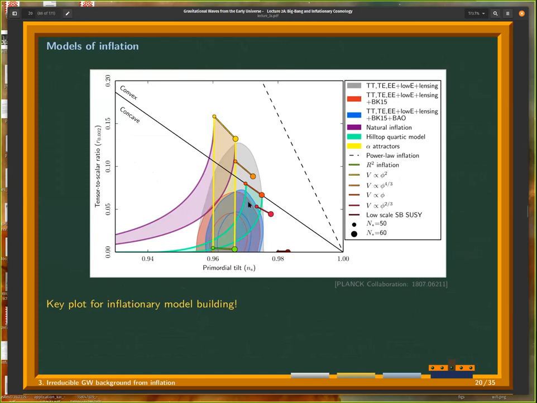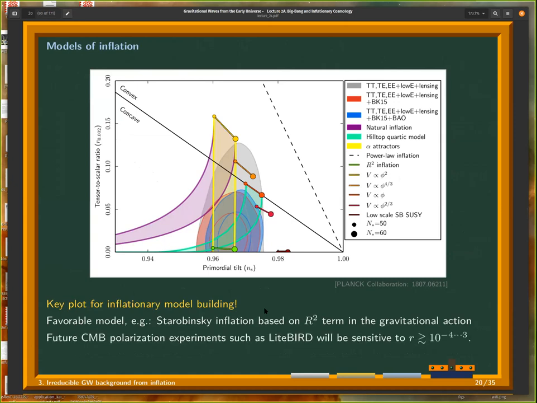If you construct models of inflation and you want to compare it to data, you see the predictions of many different models of inflation compared to the Planck constraints. Some are disfavored already, and some look very favorable. So this down here, for instance, is Starobinsky inflation. We can talk about this during the break if you're more interested.